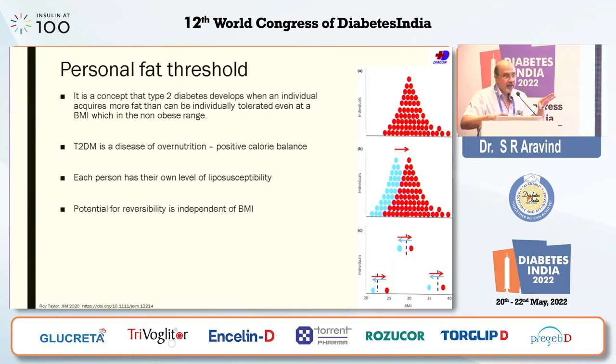Okay. So when they put on weight, the shift to the right happens. And the bottom-most is a very interesting theory: if you have three groups of people, extreme left underweight, in the middle normal weight, and on to the right overweight, a shift in the weight to the right actually triggers type 2 diabetes, irrespective of your basic weight. So that means each individual has his or her own level of liposusceptibility.